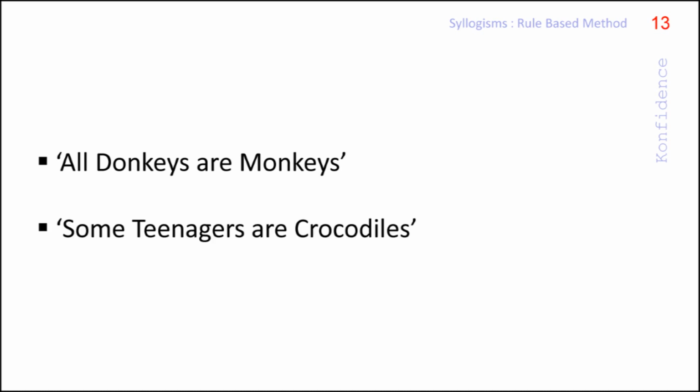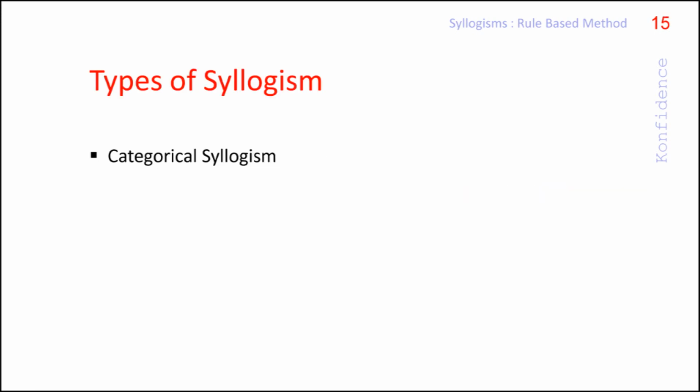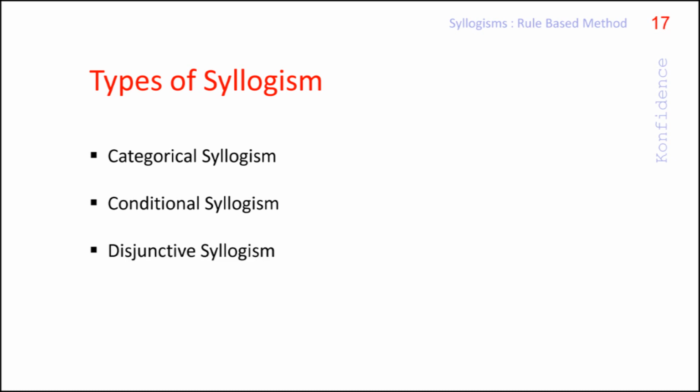Statements like all donkeys are monkeys, some teenagers are crocodiles, etc. that we saw earlier belong to a kind of syllogism known as categorical syllogism. There are other types of syllogisms or logical constructs like conditional syllogisms, disjunctive syllogisms, etc. However, when we say syllogism, the most commonly meant idea is that of categorical syllogism. We shall restrict this discussion to categorical syllogisms and leave the others for the time being.